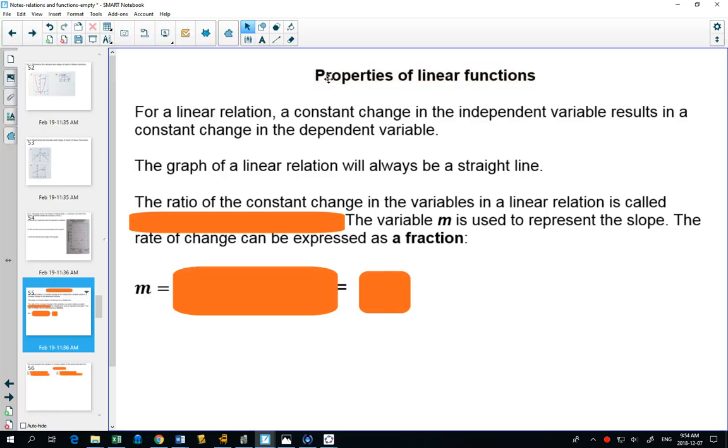Today we're going to start looking at properties of linear functions. Linear functions is such an important idea that our whole next unit is devoted to linear functions in particular.